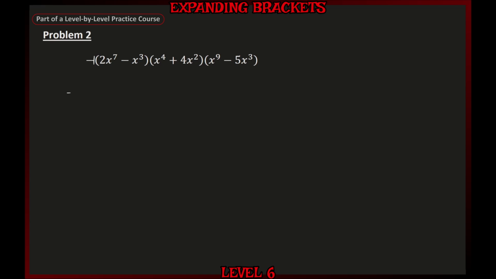Now I'm going to leave that minus 1 where it is, and I'm going to start expanding the product of these three brackets by multiplying together the first two brackets. So to start, we have 2x to the power of 7 multiplied by x to the power of 4.